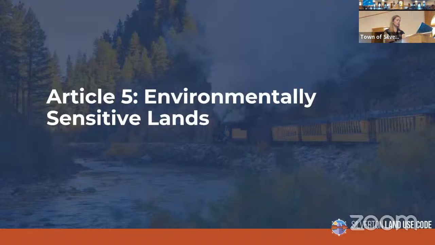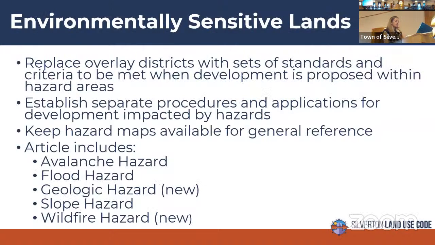The next article describes standards applied to environmentally sensitive lands in Silverton. Next slide, please. So currently the town has some separate overlay districts for each hazard type. And the draft land use code proposes replacing those with basic sets of standards and criteria. The hazard maps will still continue to be available, but will not be formal overlay districts. That's just kind of a technical detail of the zoning code drafting.